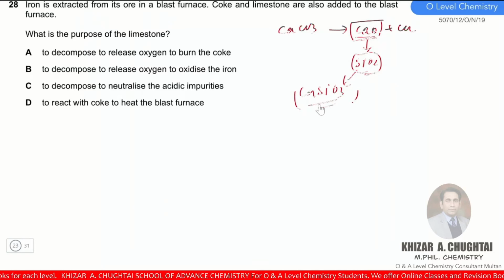Once again, here are 4 options: to decompose, to release oxygen, and to burn the coke, no. To decompose, to neutralize the acidic impurities, yes. So C is the correct option.